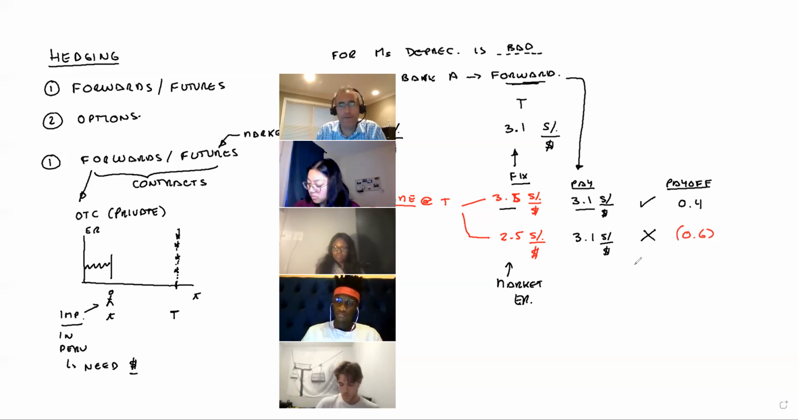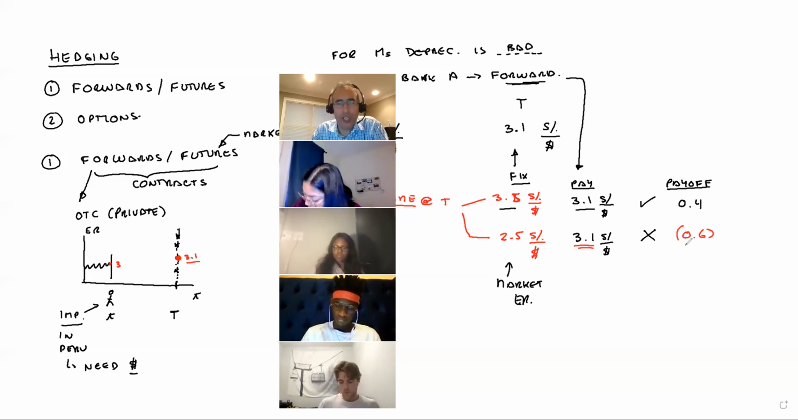Okay? And that's it. Of course, what is the hedging here? Well, the hedging here, guys, is that you know for sure you're going to pay 3.1. Got it? So at this point, you know for sure your price is going to be 3.1. For sure. There is no variability. So that's the advantage of having the hedging here.